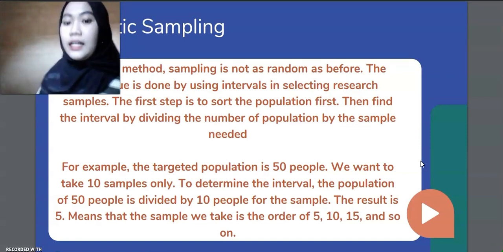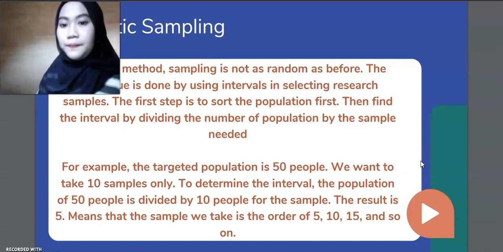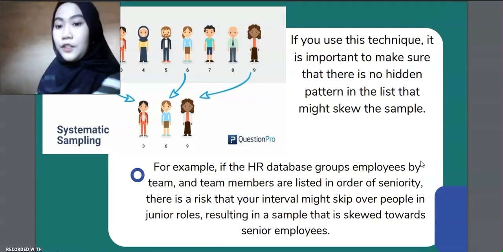For the example, the targeted population is 50 people. We want to take 10 samples only. To determine the interval, the population of 50 people is divided by 10 people for the sample. The result is 5, means that the sample we take is the order of 5, 10, 15, and so on. And this is the picture of systematic sampling.